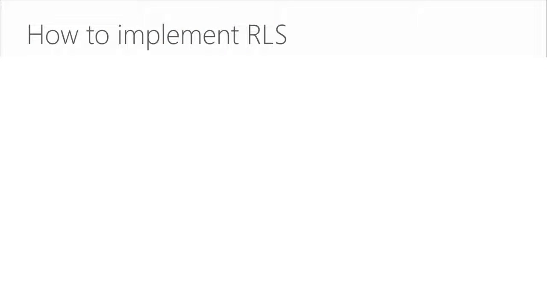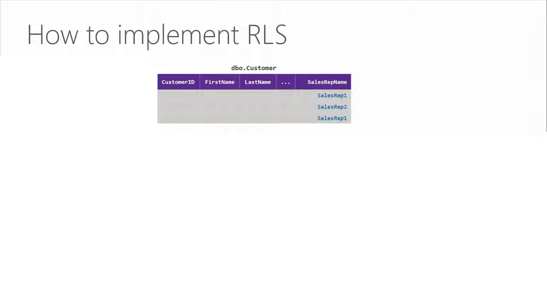Or a block predicate could be used to, for instance, prevent a tenant from inserting a row that belongs to the wrong tenant. So then how do you implement RLS in your own database? Typically you'll start with some table that has at least one column that contains a label or labels that are used to determine which users can access a particular row.